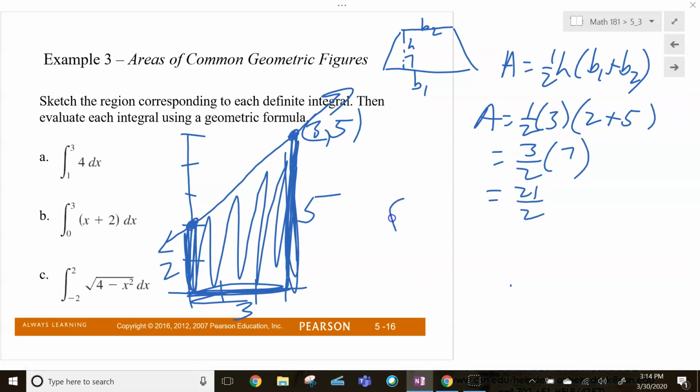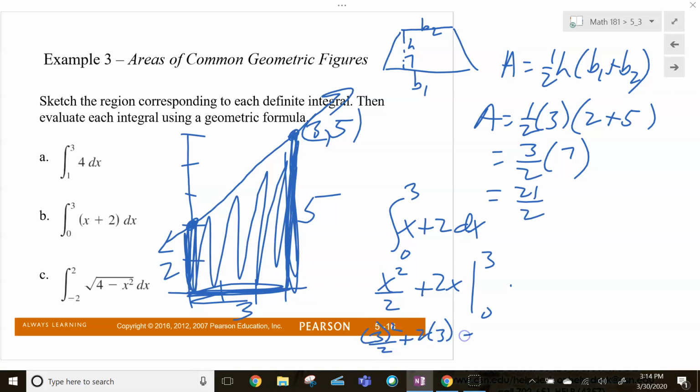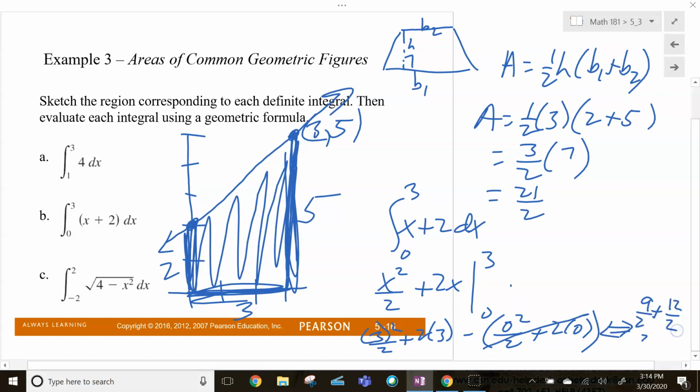If we're doing this with the fundamental theorem of calculus now, we run the integral, so x squared over 2 plus 2x. Plug the 3 in, so we got 3 squared over 2 plus 2 times 3, minus, now we throw the 0 in, 0 squared over 2 plus 2 times 0. Well, both of those are gone, so we got 9 over 2 plus 6, or 21 over 2. Okay. All right, this last one, negative 2 to 2, the square root of 4 minus x squared.